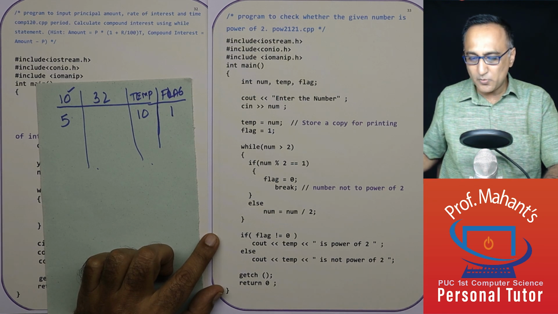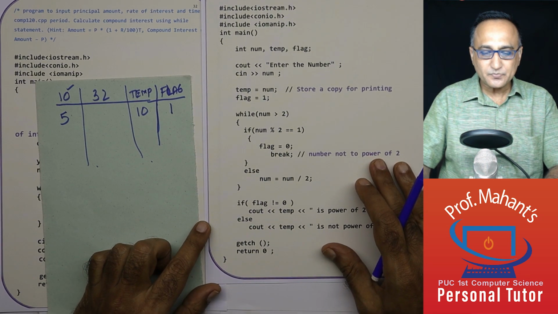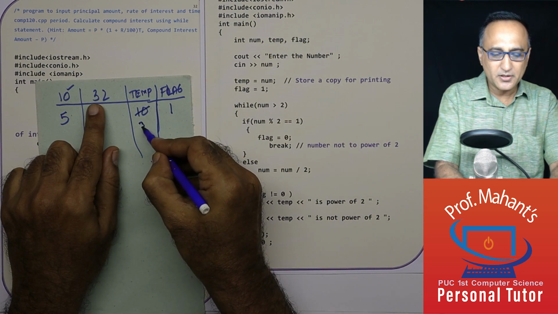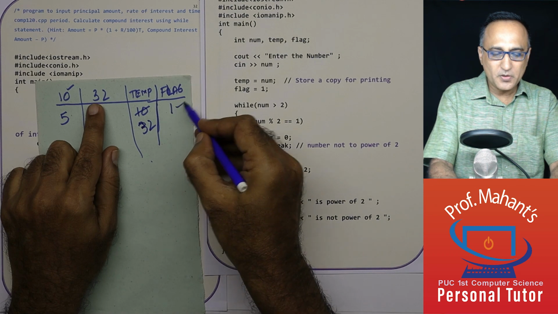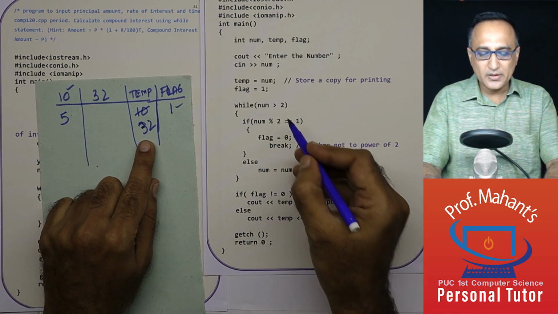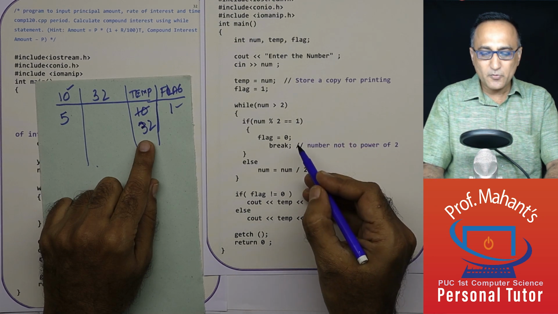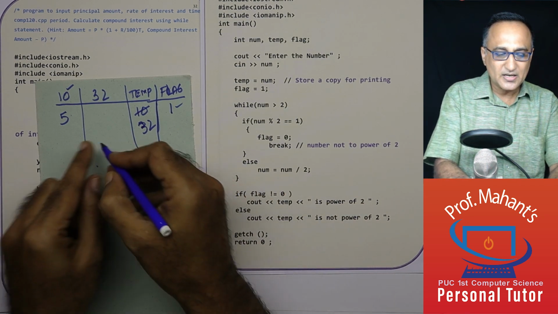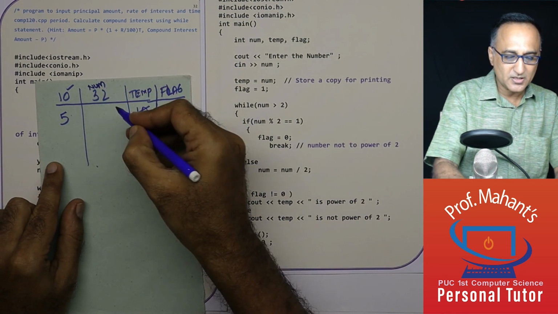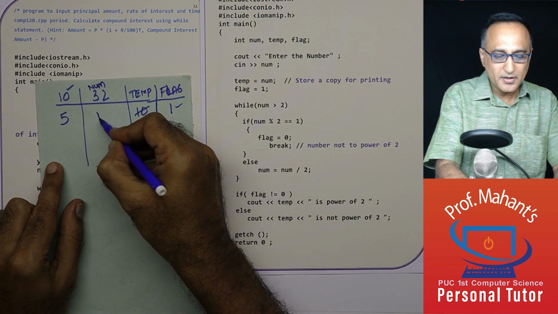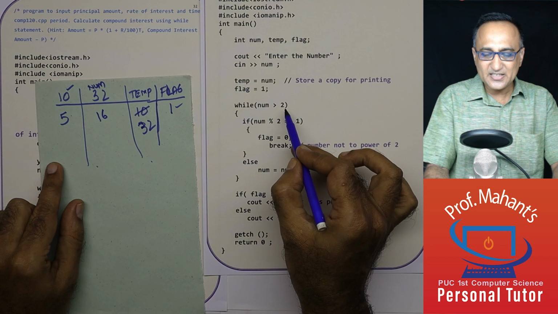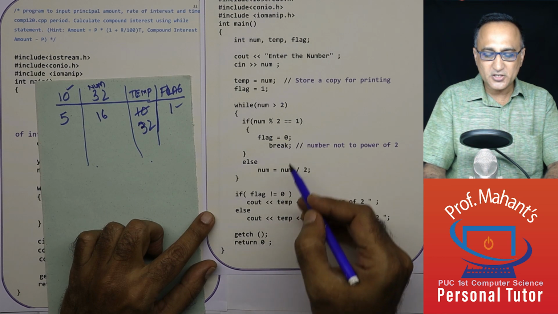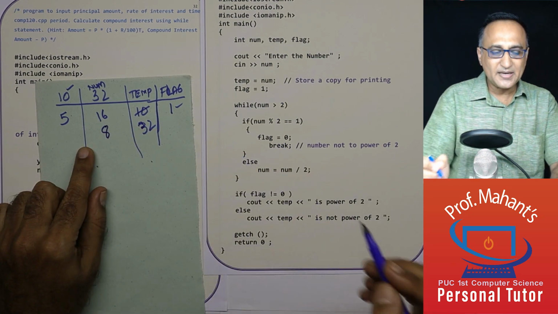Let's take one more example to get better clarity. Now let's say I'm taking the number 32. Temp is now going to be 32. Flag is going to be 1, not a problem. Is 32 greater than 2? Absolutely. What am I going to do? 32 divided by 2, the remainder is 0. So I come here. Number is 32. 32 divided by 2 becomes 16. 16 is greater than 2, it is true. 16 mod 2, the remainder is 0. So this condition is false. I come here. Number now becomes 8.